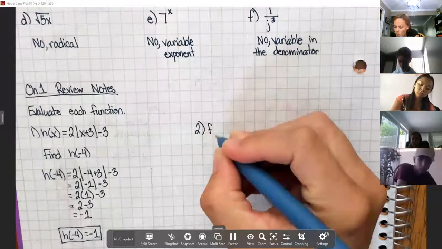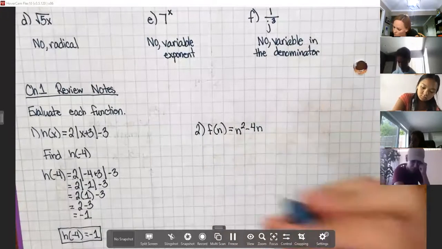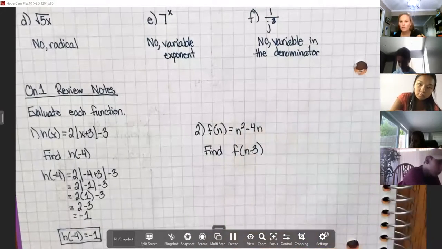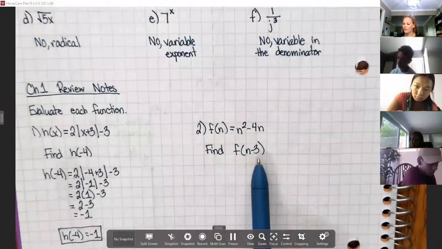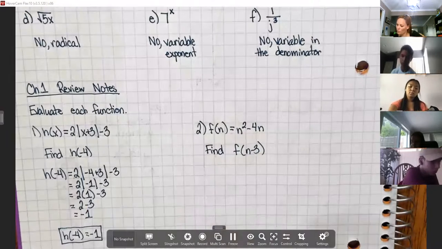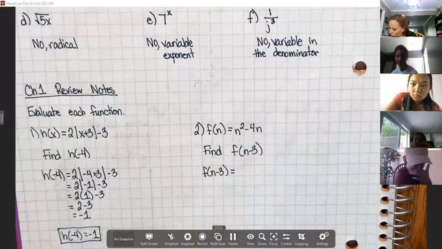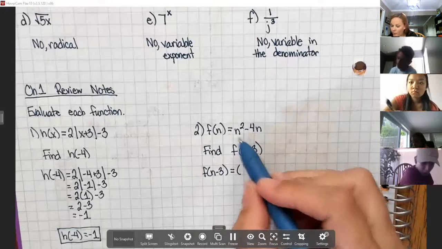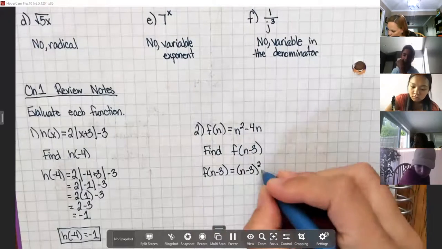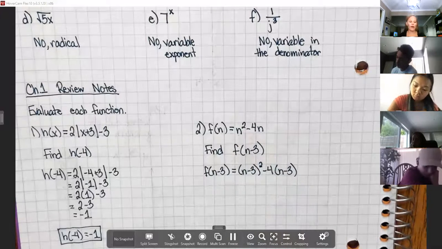Number 2 is f of n equals n squared minus 4n, and we need to find f of n minus 3. So here we're plugging in an expression instead of a number. Anywhere we see an n, now we're plugging in n minus 3. So n minus 3 squared minus 4 times n minus 3.